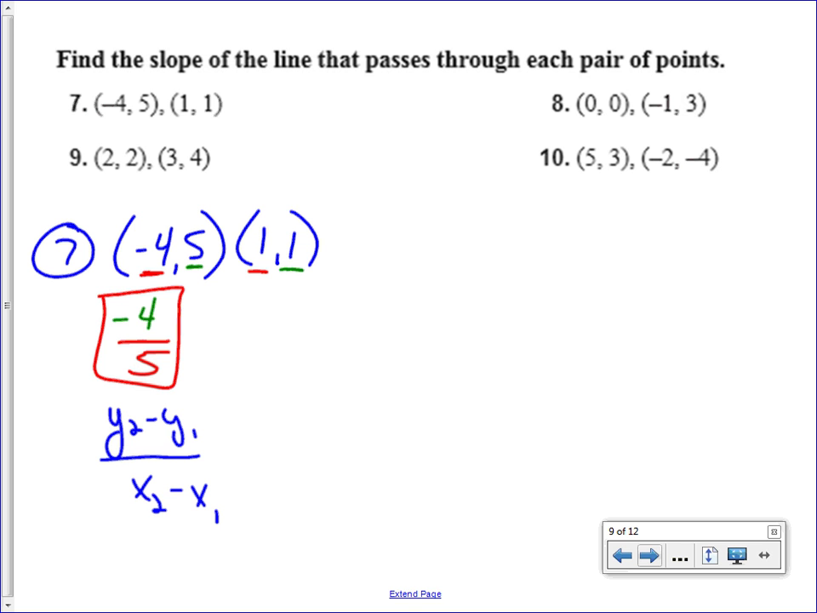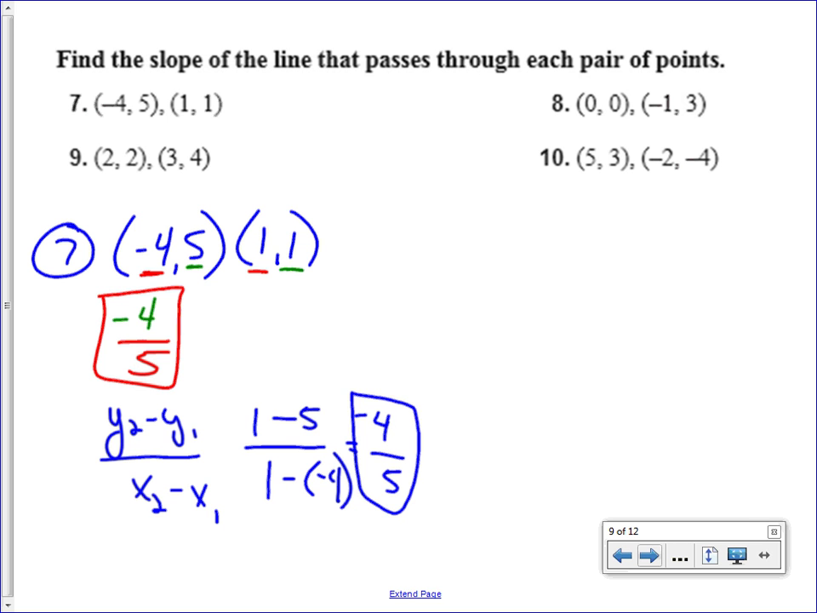Now, the other way that you can look at it is this formula, y2 minus y1 over x2 minus x1, which means your second y, which is a 1, minus the first y, which is 5, over the second x, which is 1, minus the first x, which is a -4. And if you do the math there, 1 minus 5 is a -4. A 1 minus a -4 is a +5. So either way, we do come up with a -4/5.